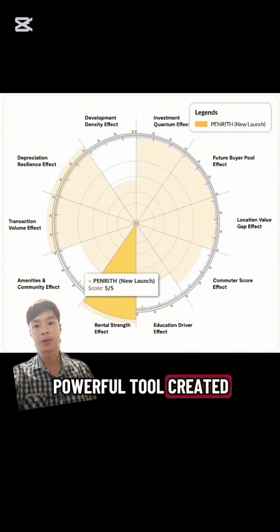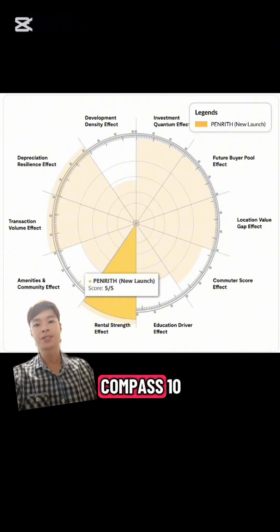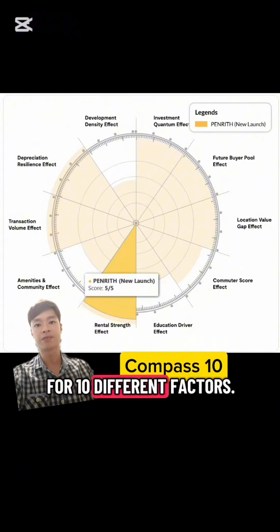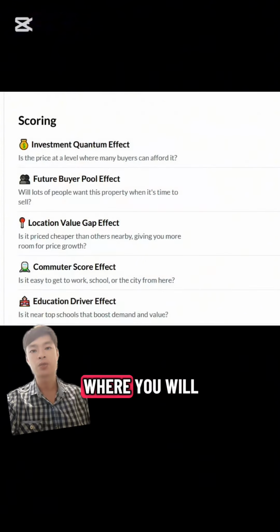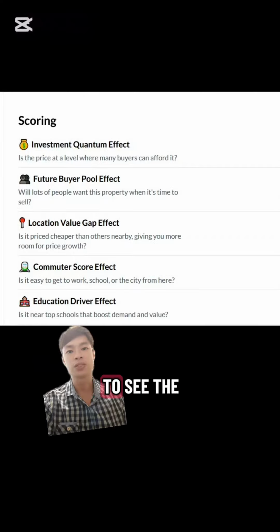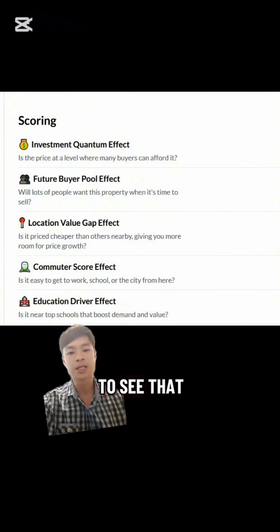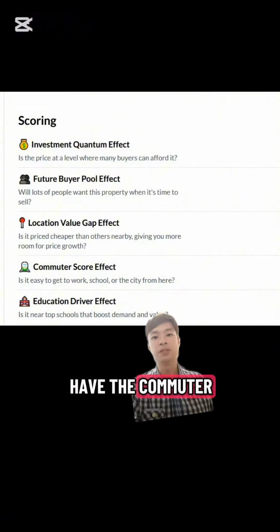This is a powerful tool created by my company. It is called Compass 10, where it has a scoring framework for 10 different factors. There is the investment quantum effect, where you will look at the price to see whether buyers can afford or not. Next, you have the future buyer pool effect to see the demand level when you plan to sell. Number 3, we have location value gap effect to see whether the development is cheaper than others nearby, whether it's an undervalued development. Number 4, you have the commuter score effect.